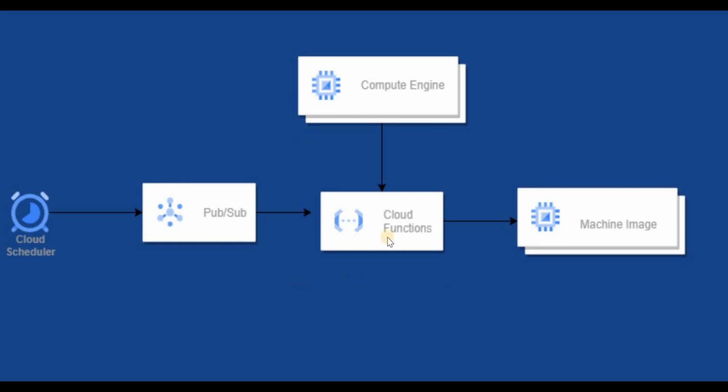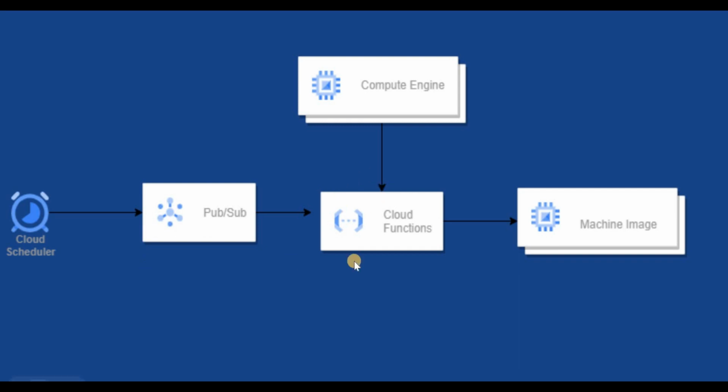So first I'm going to implement a cloud function. This cloud function will have Python code to create a machine image on a daily basis, but while creating today's machine image, it will delete yesterday's machine image. So it will always maintain the latest machine image for a single day.